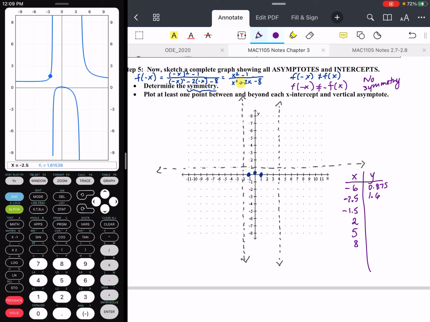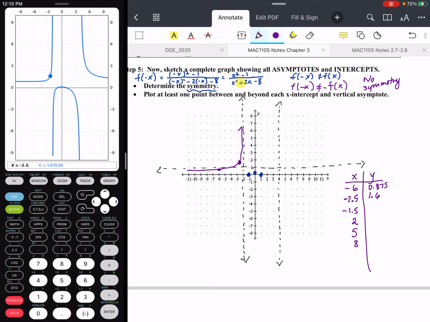Negative 6 and 0.875, so that's just a hair under 1. And then negative 2.5 and 1.6. So negative 2.5, and then 1.6 is right here. Just about. And see that my graph actually will cross under that horizontal asymptote, and that's okay. You can cross horizontal asymptotes. I just can't cross vertical asymptotes.